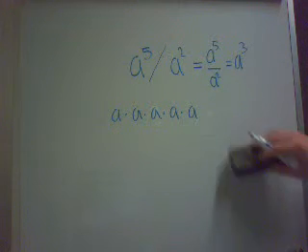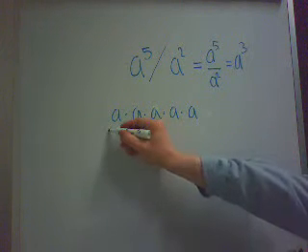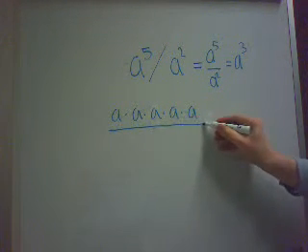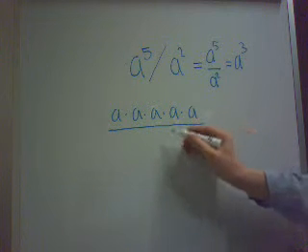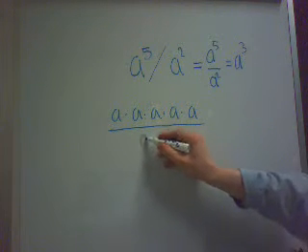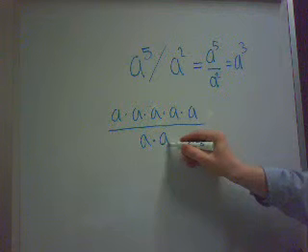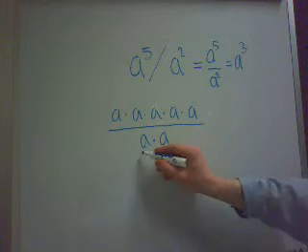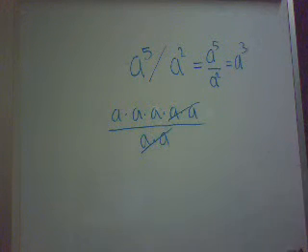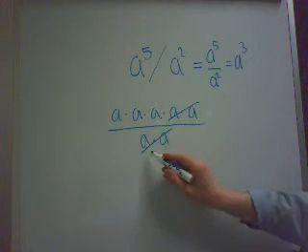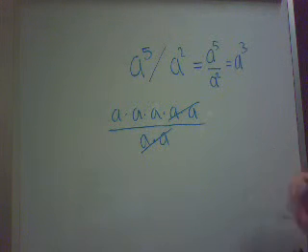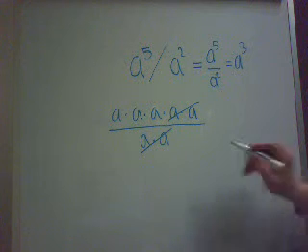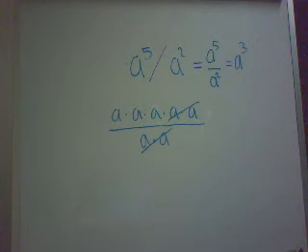And just to confirm that, a to the power 5 is 5 a's multiplied together, divided by a squared, which is 2 a's multiplied together. And that means we can cancel 2 of the a's top and bottom, because a times a divided by a times a is just 1, and therefore that leaves us with just 3 a's multiplied together, which is a cubed.